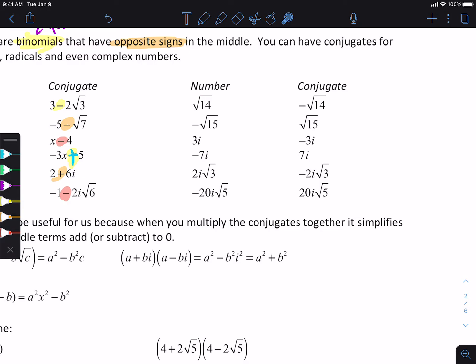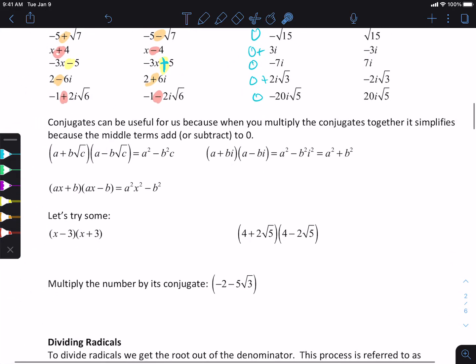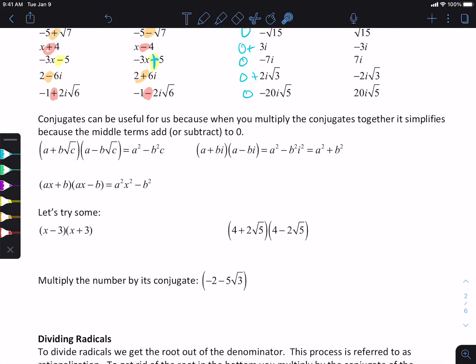So you're just changing the sign, because all of these are really 0 plus or 0 minus, 0 plus, 0 minus, 0 plus, 0 minus. So all you're doing is you're changing this middle sign, which is plus negative, plus negative, plus negative. So then it changed it to negative, positive, negative, positive, negative, positive. Now, what's great about conjugates is that when we multiply them, things disappear, which is wonderful, and that's what we want.